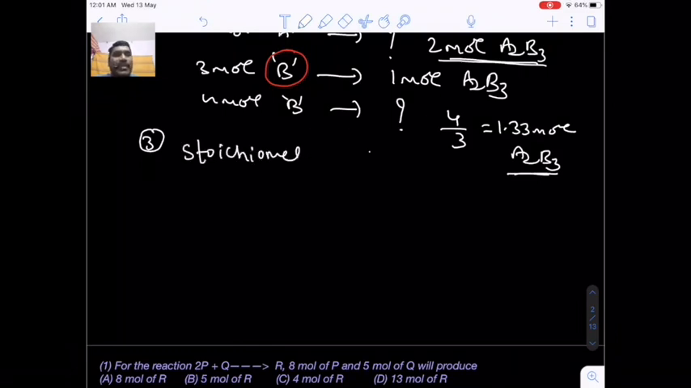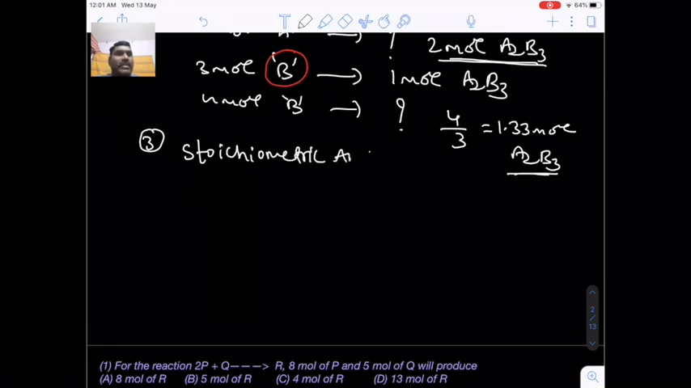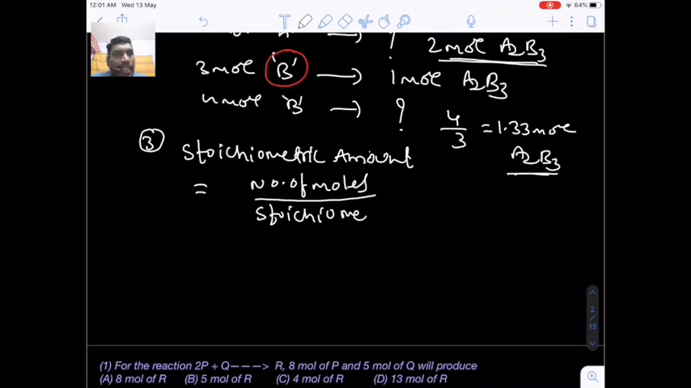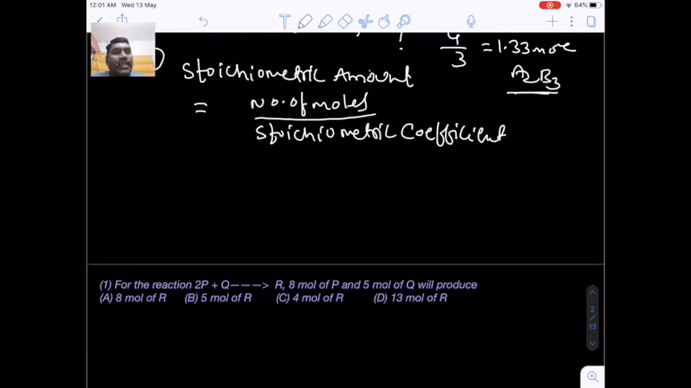Stoichiometric amount, quantity. Stoichiometric quantity is a ratio between the number of moles divided by stoichiometric coefficient. Okay. Let's suppose I am writing the equation once again.